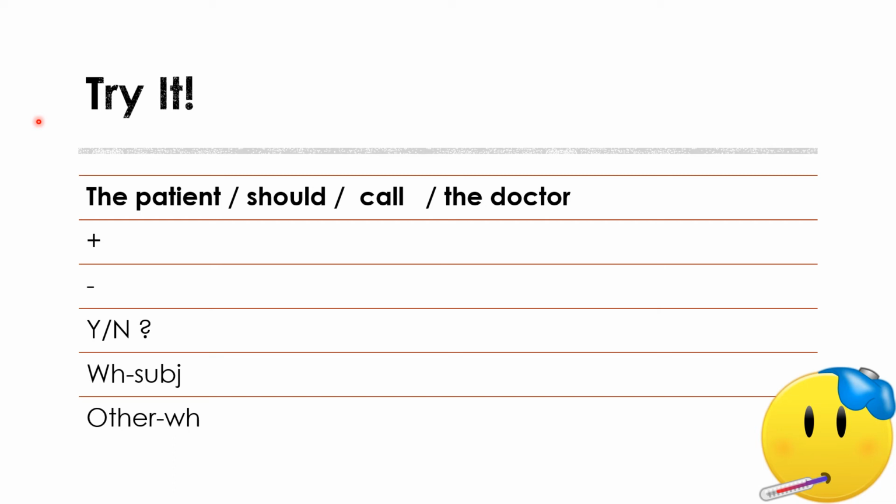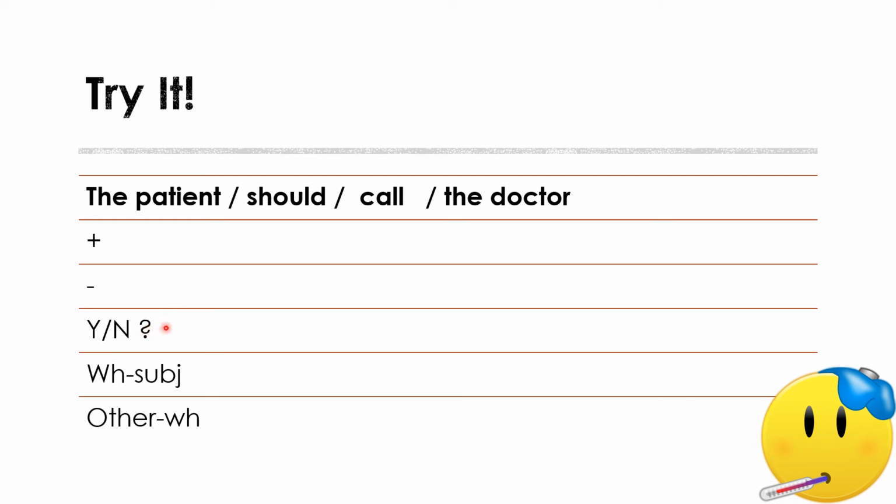All right, let's check your answers. I'm not writing these, you're just going to have to listen to me. So the affirmative is really easy. The patient should call the doctor. It's just the words that I put there in that order. Because remember, you're just going to have your subject plus your modal plus the base form of the verb, and then whatever else you need to complete the sentence. If I want to make it negative, the patient shouldn't call, so should not call the doctor.